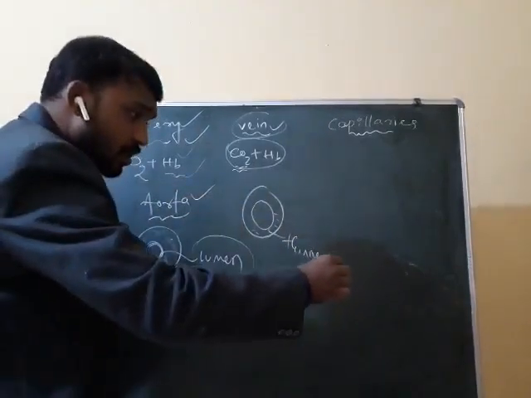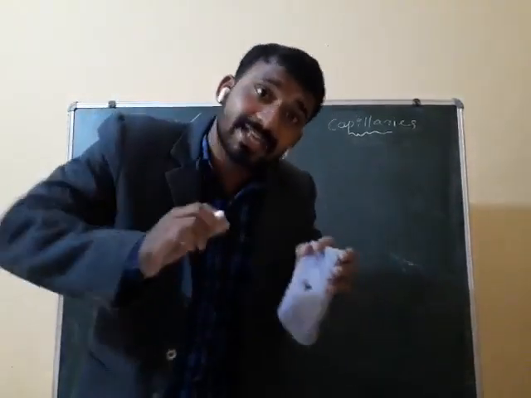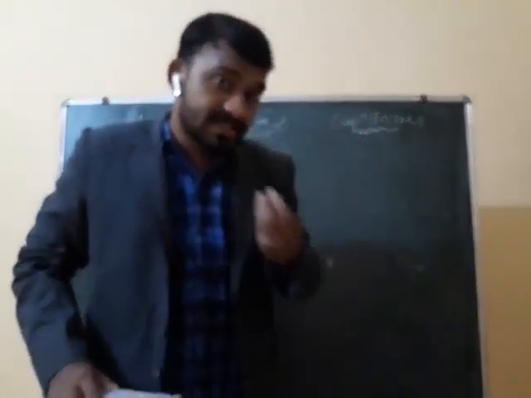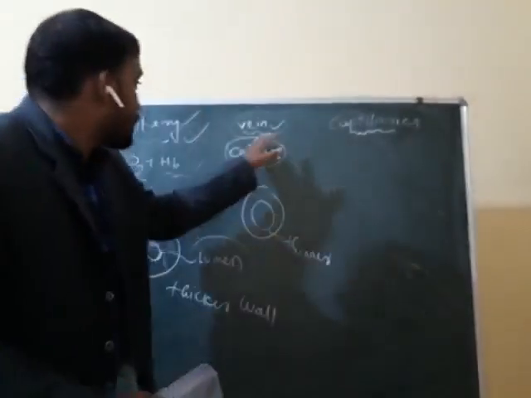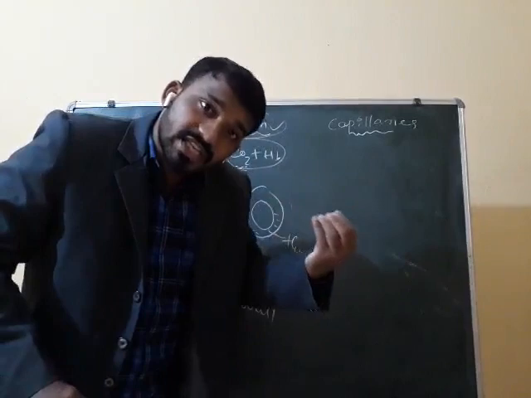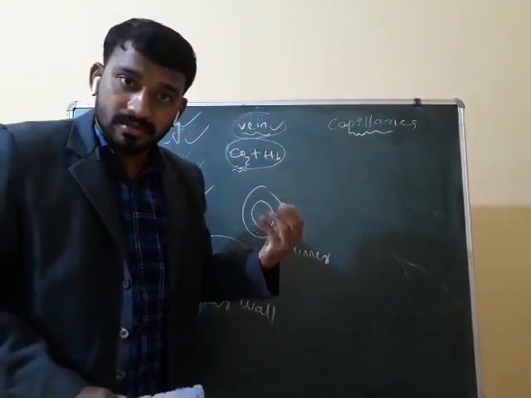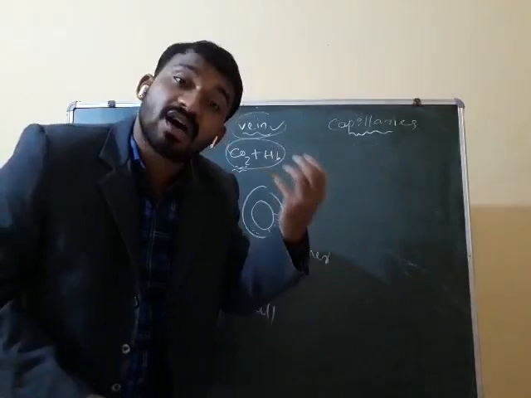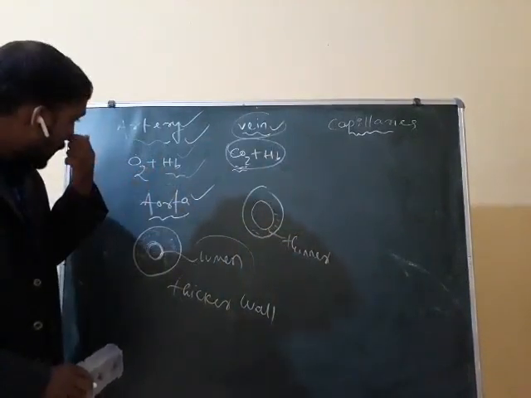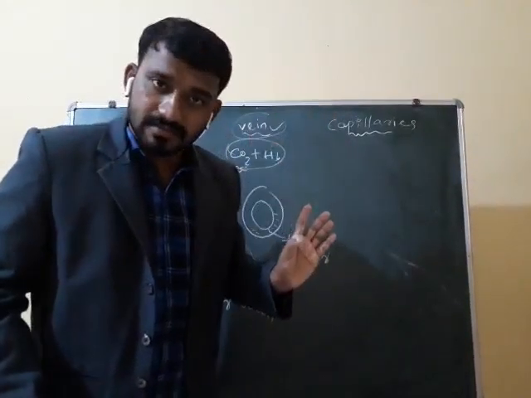Artery carries oxygenated blood, but there is one exceptional case, that is the pulmonary artery. Pulmonary artery carries deoxygenated blood. From where to where? From heart to lungs. Whereas veins carry deoxygenated blood, but one exceptional case is the pulmonary vein, which carries oxygenated blood from the lungs to the heart. And which part of the heart? That is the left auricle. Whereas deoxygenated blood, by the help of the pulmonary artery, moves from the right side ventricle towards the lungs.